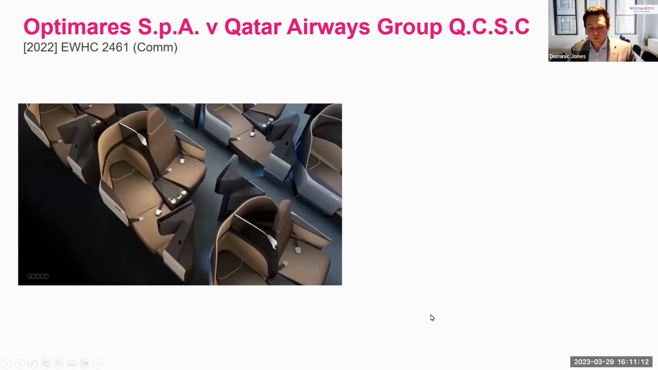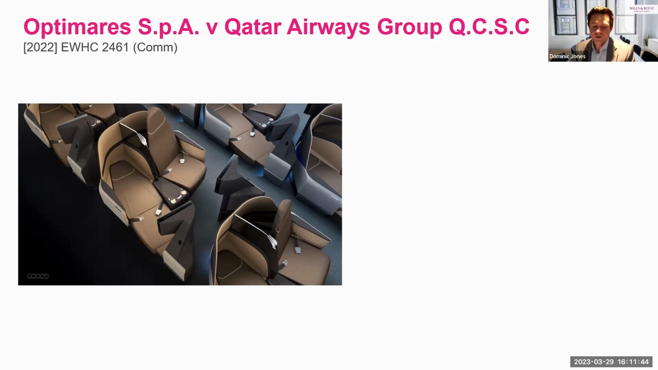So I now move on to the second case that I wanted to look at, which is Optimares and Qatar Airways. And this case arises from a series of contracts entered into between the parties for the design, manufacture, and supply of business class and economy class seats by Optimares to Qatar Airways.